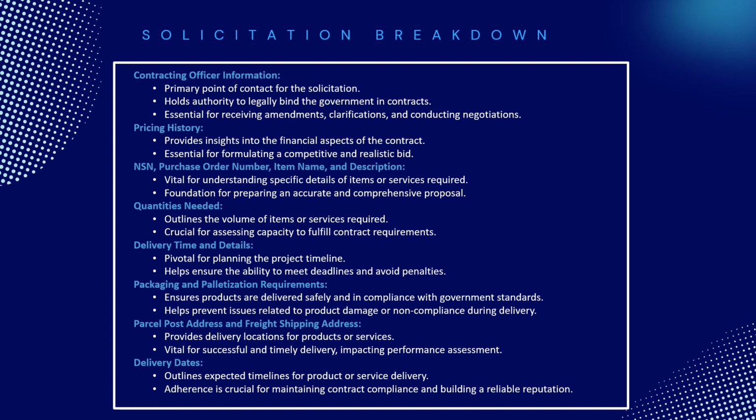The delivery time and details section is pivotal for planning your timeline and ensuring that you meet deadlines to avoid penalties. Then the packaging and palletization requirements are also critical for ensuring your products are delivered safely and that they comply with all government standards. Paying attention to this helps avoid delivery issues, delays, or non-compliance penalties. We also touched on the parcel post address and freight shipping address, which provide the delivery locations. Remember, accurate delivery is essential for maintaining a good performance rating. And then last, we discussed delivery dates, which outline expected timelines for delivery. Adhering to these deadlines is crucial for maintaining compliance and building a strong reputation with the government.